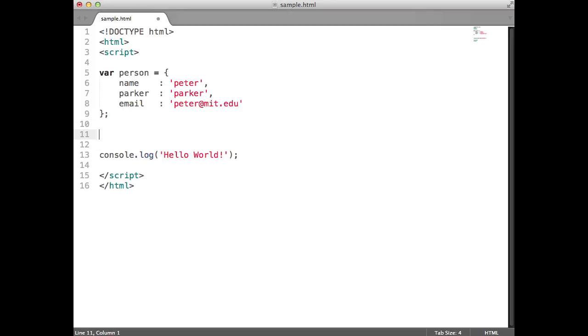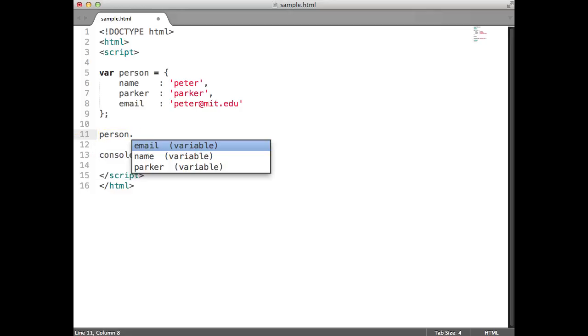This turns out to be very helpful, both to avoid spelling mistakes and also to help you discover what is part of a particular object. So let's go ahead here and type person, and you can see that it's already giving me some of those properties. Again, this is pretty useful.